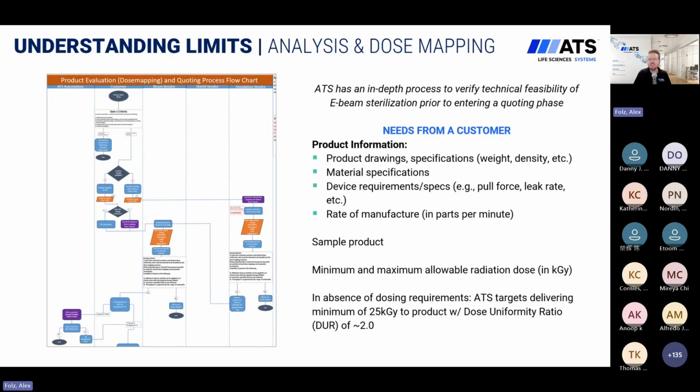Do you have a UV adhesive that has a pull force? Is there a leak rate of any of the devices in your system? Are there any process critical dimensions of the device? And finally, your rate of manufacture and parts per minute. How many of these devices are you looking to make? Ideally, we'd also be looking to get sample product. Sample product is a requirement to go to testing, so it is really critical for us to go through our process here. And finally, the minimum and maximum allowable radiation dose.